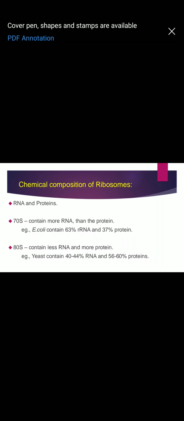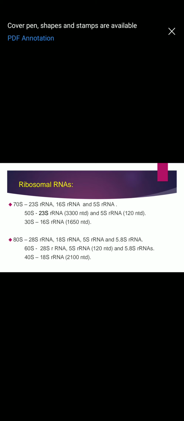As we have seen, there is no lipid, so we can say that lipids are absent in ribosomes. They don't contain lipid content. Now we will talk about the individual subunits, the ribosomal RNAs. The 70S ribosome has a smaller subunit and a larger subunit. Altogether, there are three types of ribosomal RNAs: 23S ribosomal RNA, 16S ribosomal RNA, 5S ribosomal RNA.